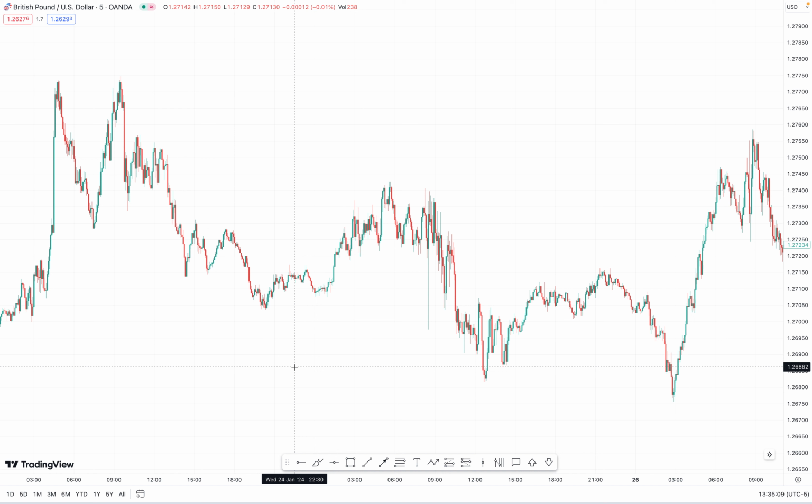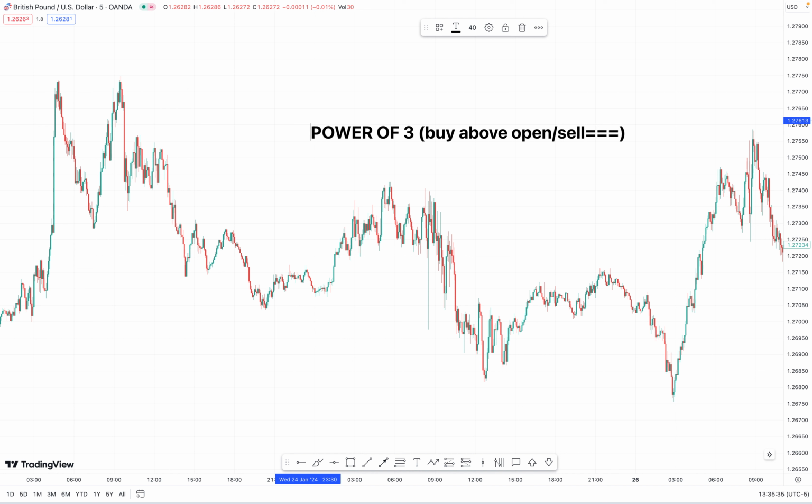So getting into it, before you even start the video, if you're new here, these are the ideas that we're going to be using. So it's power of 3, and then I'll just say in brackets what it means. Buy above open, sell below open. Haha, I'll trick you guys. Buy below open, sell above open. Boom. Okay, that's the first one.